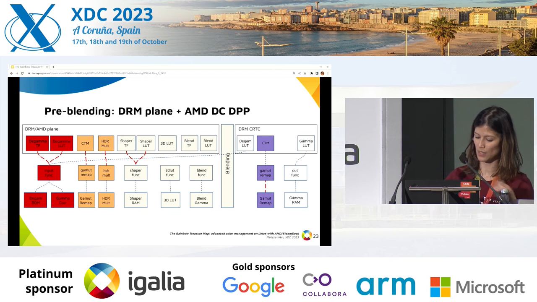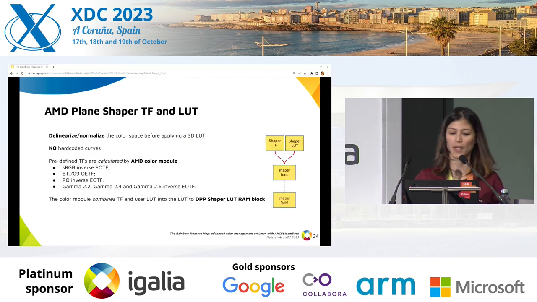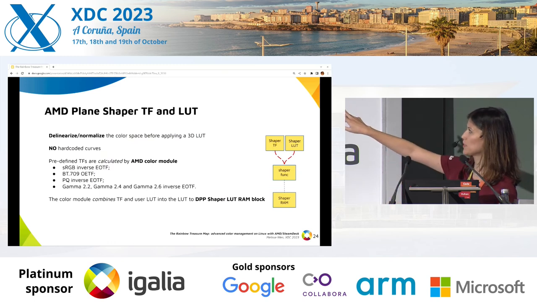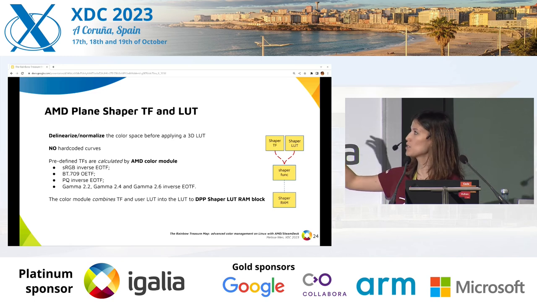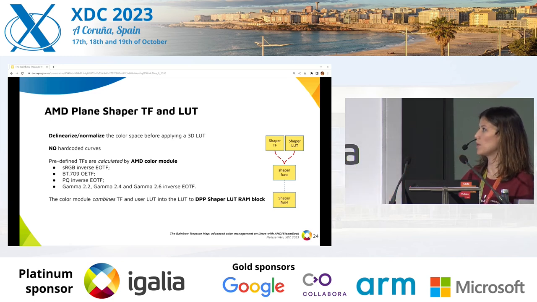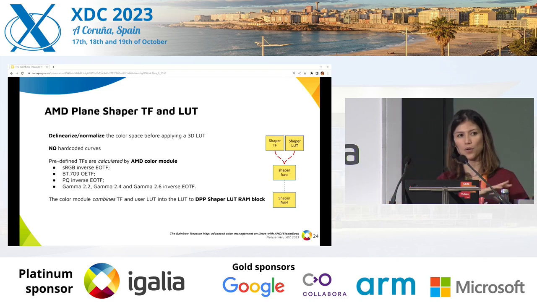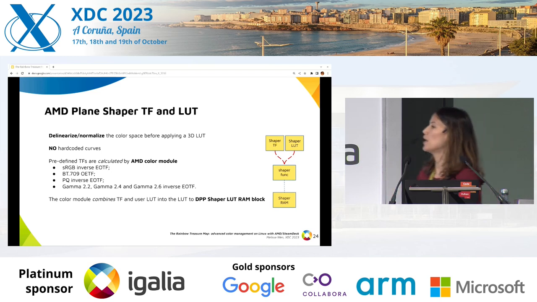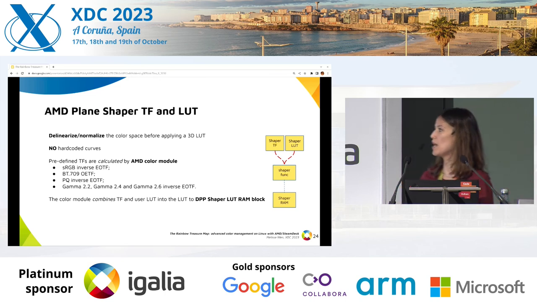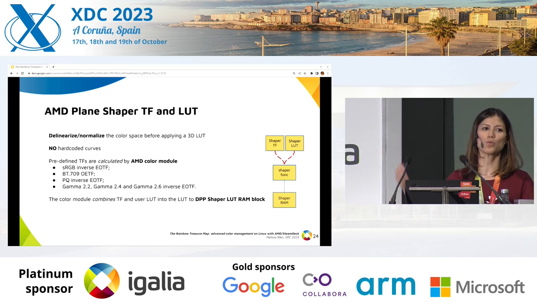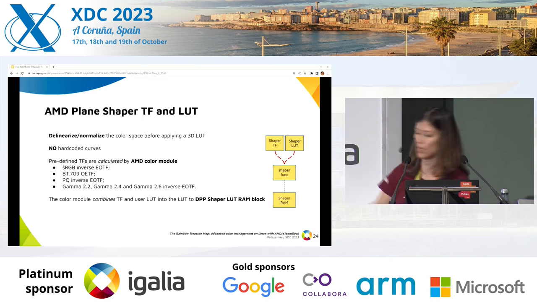And this first one, the pre-3D LUT curve, is the shaper curve. Here we enable two properties, one for predefined transfer function and another for one-dimensional LUT. But here, there is no hard-coded curve. What we do is that AMD has a color module that is capable of calculating the predefined curve from predefined coefficients. And this is the list of supported curves. So as we have TF and LUT values, the color module combines both into one LUT that goes to the DPP shaper RAM block.